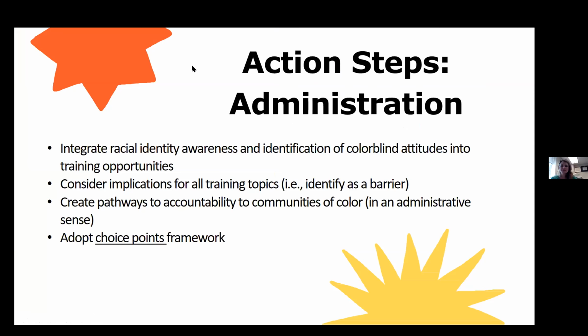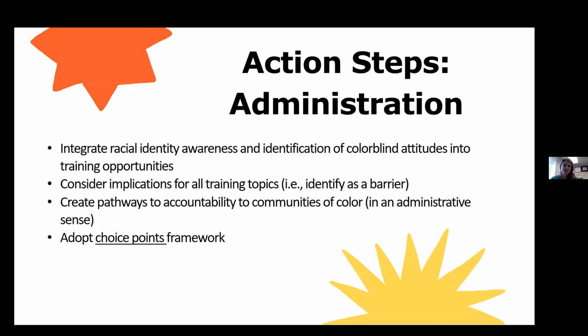All right, so I wanted to give a couple action steps. First, thinking about administration. A lot of us on this call are in administration, so I was trying to think about how it might apply. First one, just bringing awareness into the conversation and really identifying colorblind attitudes. And everyone in this training, you came because you were interested in a topic like this. It's really just things like that, right?